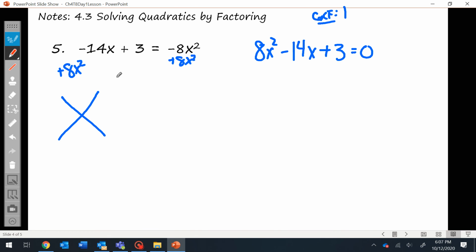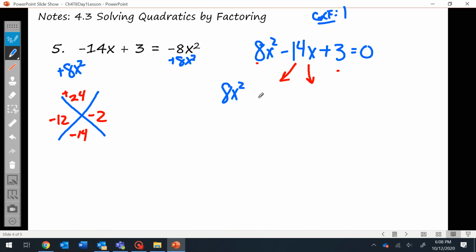Up top is a times c, so 8 times 3, which is positive 24. And the bottom is b, negative 14. I'm looking for two numbers that multiply to give me 24 and add to give me negative 14. It looks like I'm looking at negative 12 and negative 2. Negative 12 times negative 2 is 24. Negative 12 plus negative 2 is negative 14. Since this is factored by grouping, these are not my factors. This is just going to allow me to split up negative 14x into two different numbers.